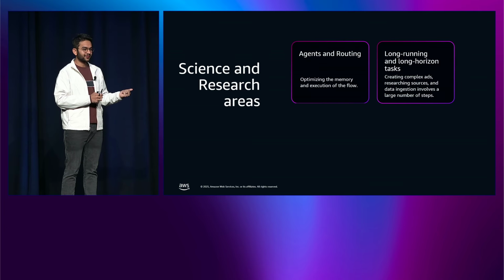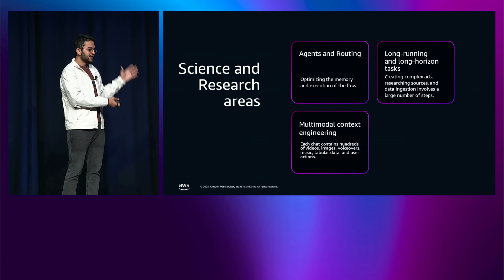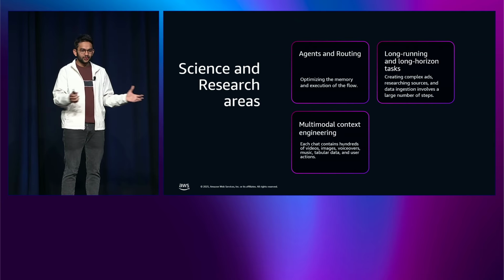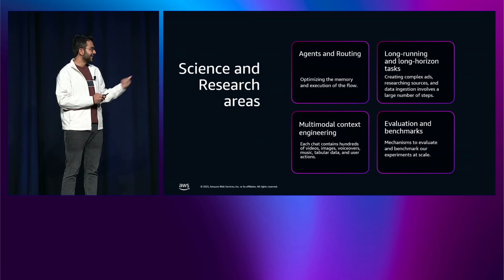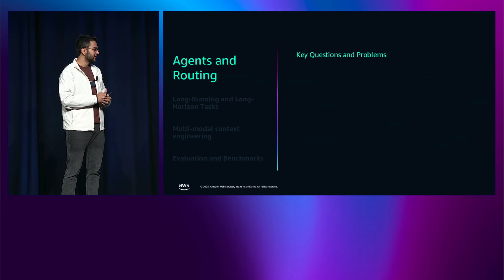Long-running tasks is one of the toughest problems to solve in agentic systems. Every conversation in Creative Agent has hundreds of images, and a single LLM does not support hundreds of images. So how do you make sure that the agent can see all the images and act accordingly? And then this one kept me up at night. How do you evaluate your system and make sure that every deployment is safe and actually improves rather than leading to regression?